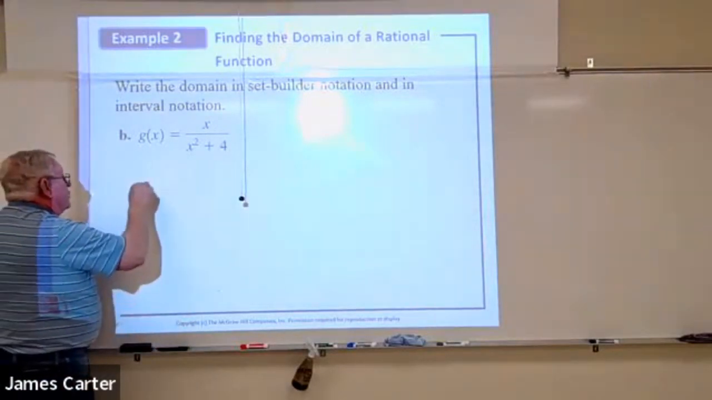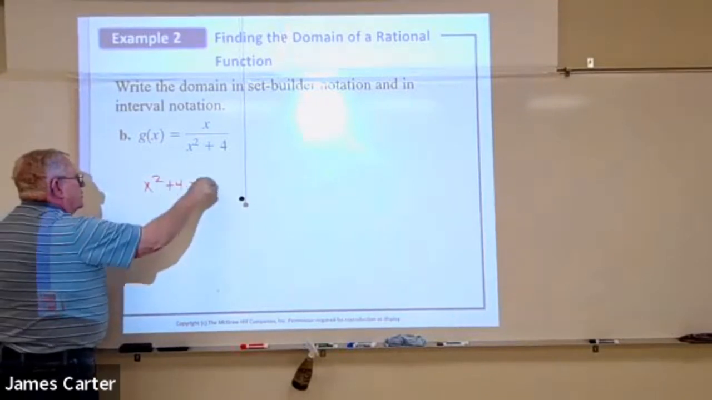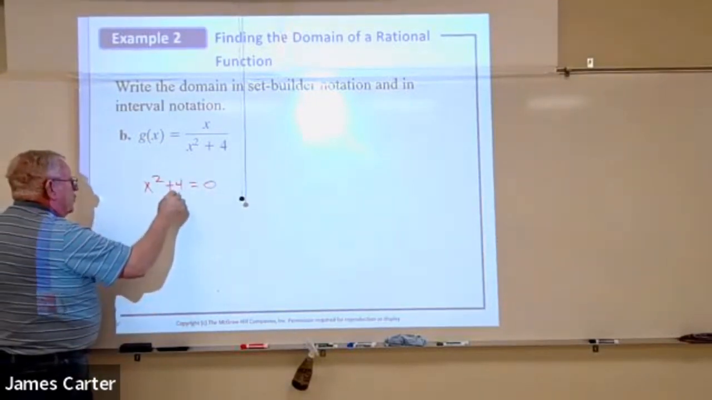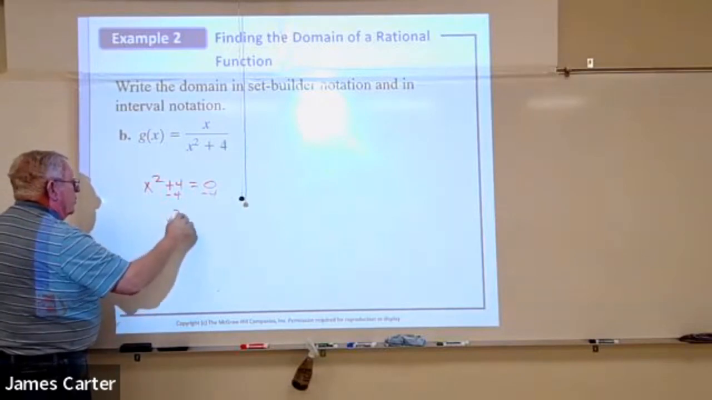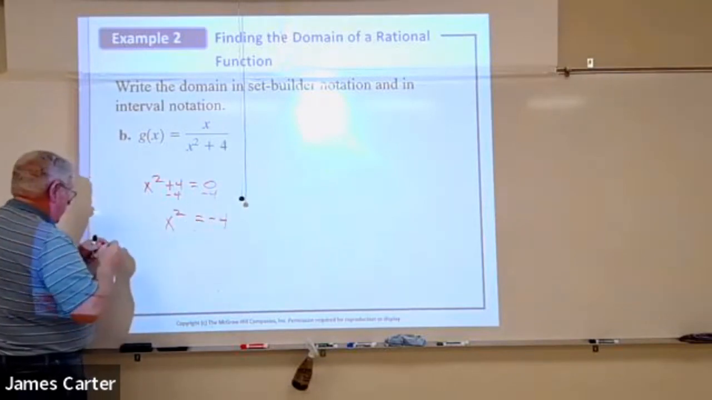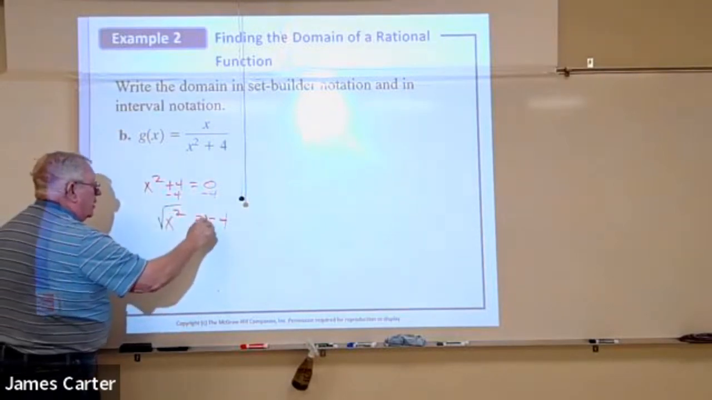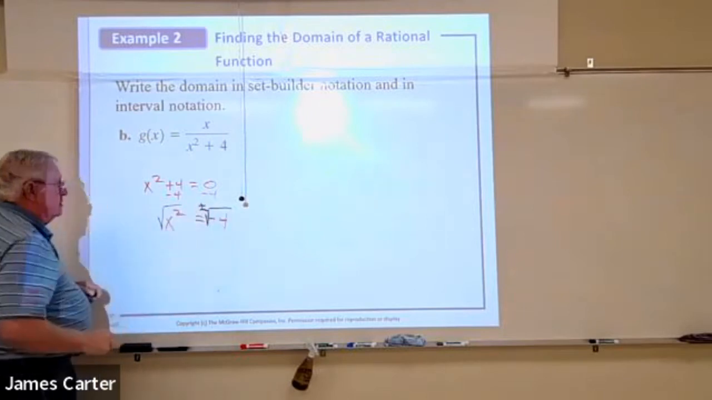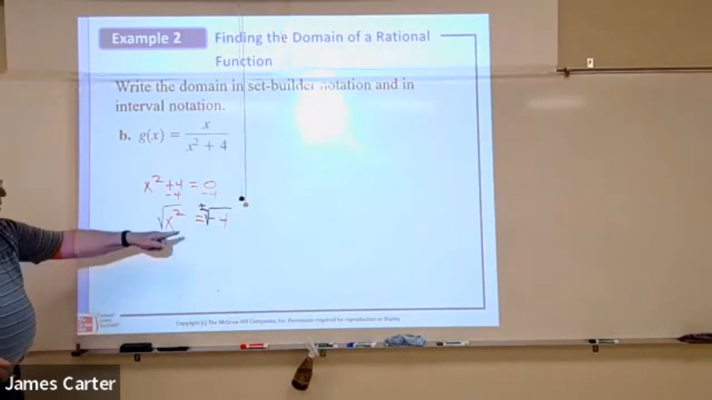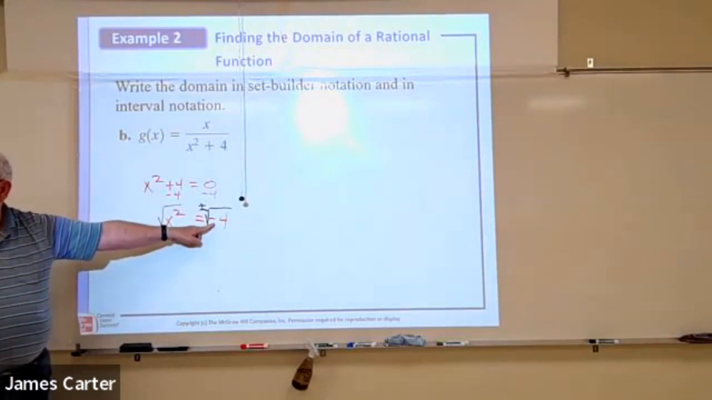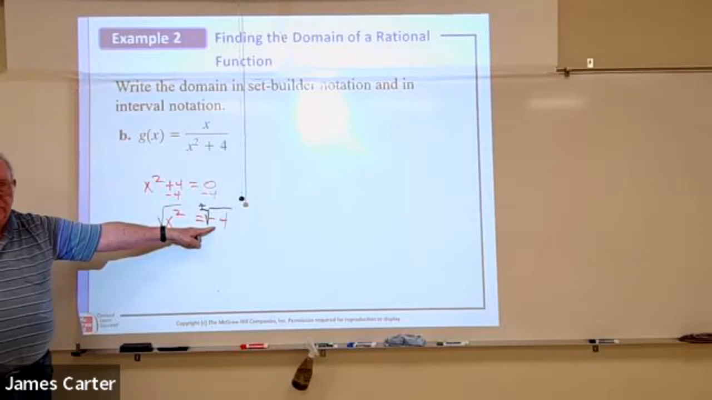So I've got x squared plus 4 equals 0. Minus 4, x squared equals -4. Then I take the square root of both sides to get rid of that square, plus or minus. Uh-oh. What am I going to have? I'm going to have an imaginary number. Anytime you have a negative square root, it gives you an imaginary number.